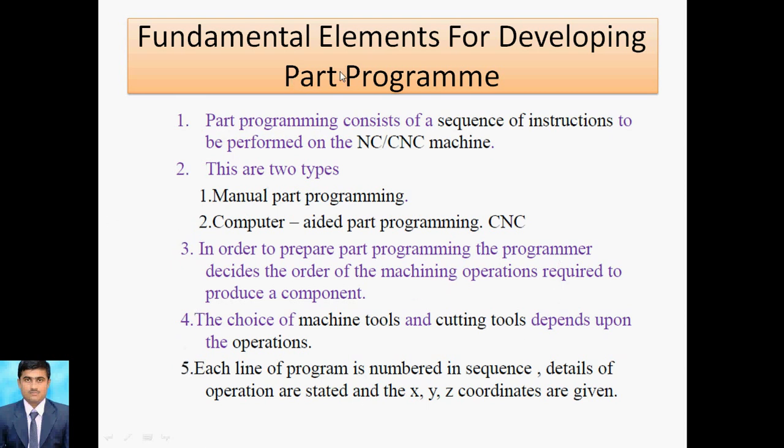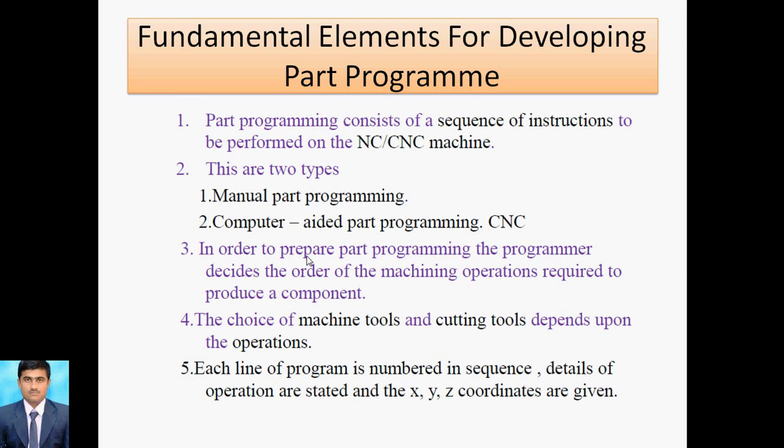Again I repeat, there are two types of part programming. One is manual part programming, and the second is computer aided part programming, that is CNC. In manual part programming, we have to write the program according to the operations, as well as according to the knowledge of the machine tools and cutting tools. Then we go for finalizing the manual program. In computer aided programming, we only have to select the tools, then work coordinate systems, then tool rate, feed rate, and then finalize the component.